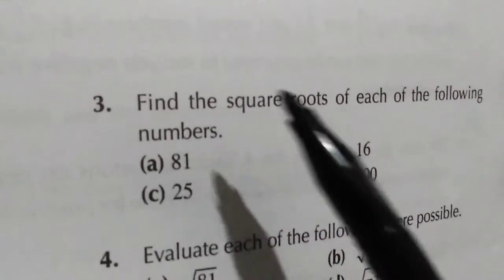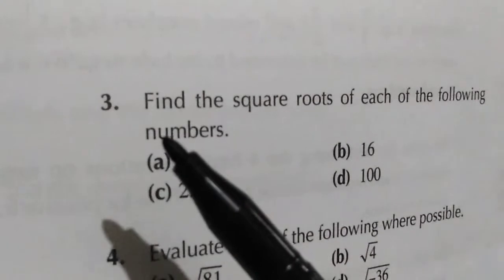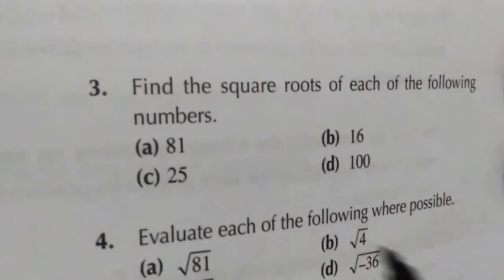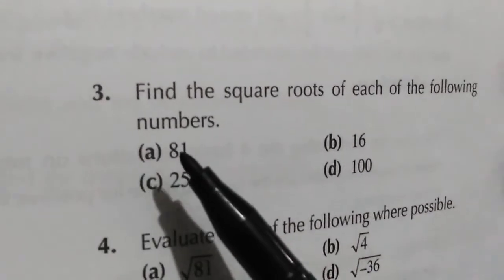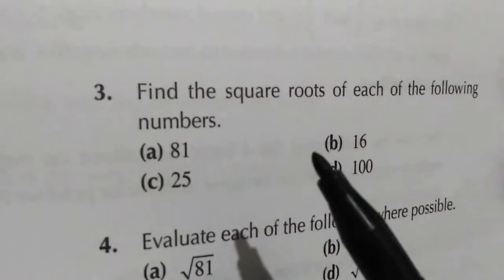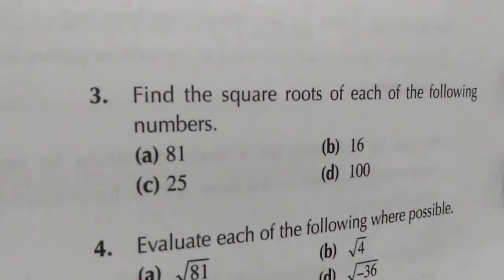Question number 3. Find the square root of each of the following numbers. First is 81, then 16, 25 and 100. So 81 I will solve, and the other parts you will solve in your registers. Okay students, question number 3, A part.